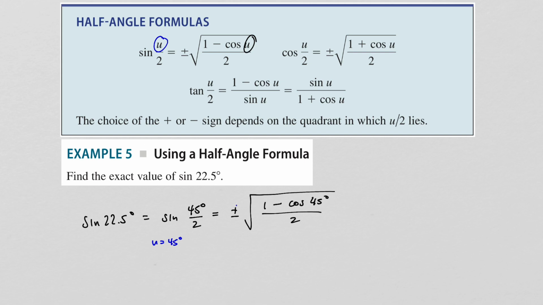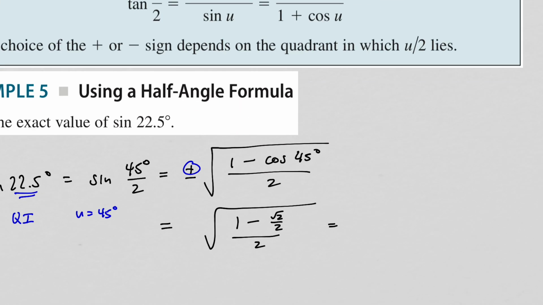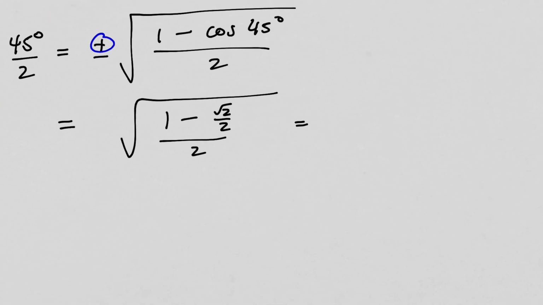Now, this is going to be positive because 22.5 degrees obviously is in quadrant 1, and everything is positive in quadrant 1. So this ends up being the square root of 1 minus radical 2 over 2, divided by 2. And now we just have to simplify. The easiest way to simplify here is just to multiply the top and bottom by 2.